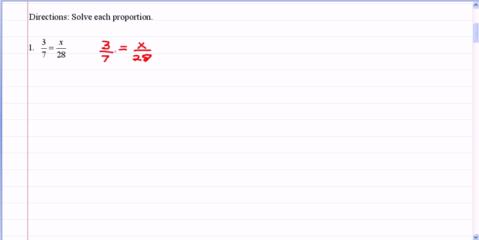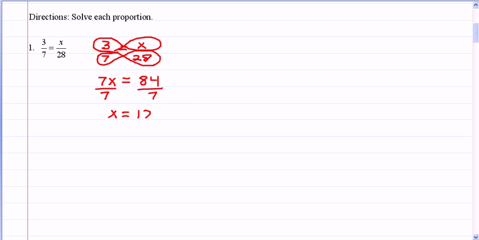what's called cross multiply. So I take this product, 7 times x is 7x, and I take this product, 3 times 28 is 84, and I just place an equal sign in between. So 7x equals 84. It doesn't matter which diagonal you start with. I usually start with the one that has the variable and I place it on the left side of the equation. But to finish this, you want to divide both sides by 7 so that x is equal to 12.